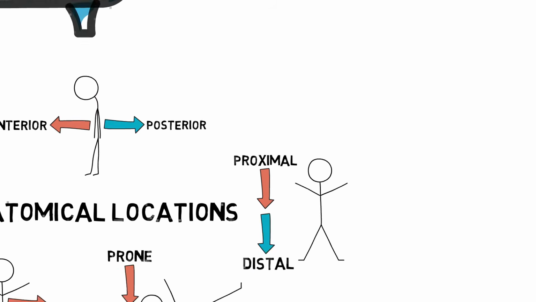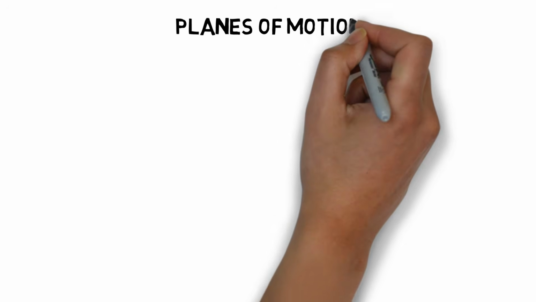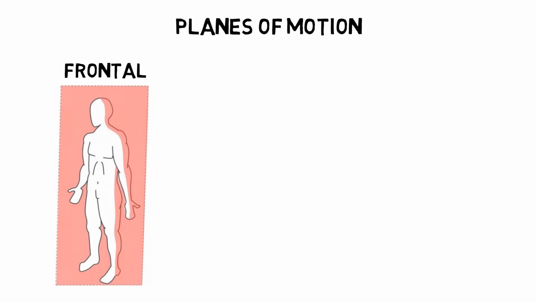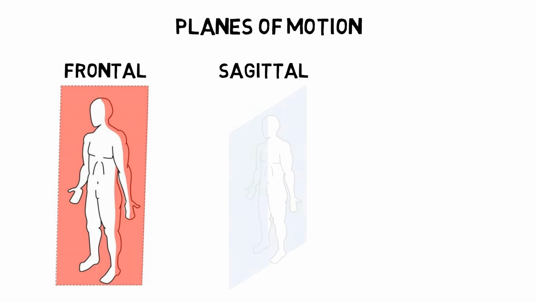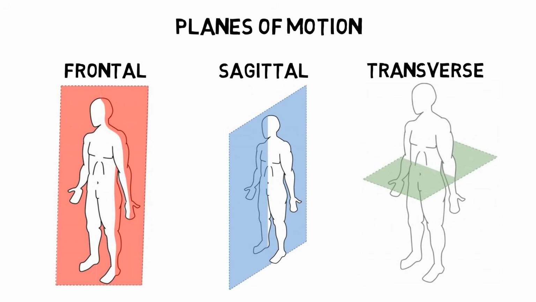We can describe all human movement in three imaginary planes that all pass through the center of the body. The frontal plane creates front and back halves and includes movements such as a side lunge. The sagittal plane divides the body into left and right halves and includes movements such as running forward. And the transverse plane, which creates upper and lower halves, includes movements such as swinging a bat.